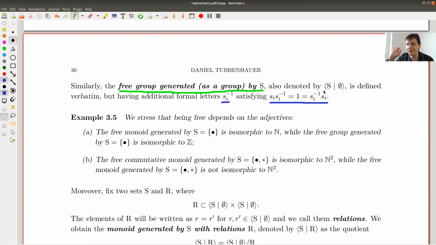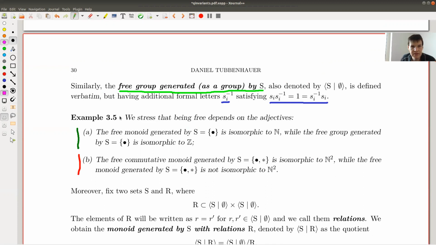So that's what I would like to stress here. It depends. Freeness depends on what kind of object you want it to be free as. Do you want it to be free as a group? Do you want it to be free as a monoid? Do you want it to be free as whatever else you have in mind? Right. So let's give you an example, a very explicit example. Here, two very different examples.